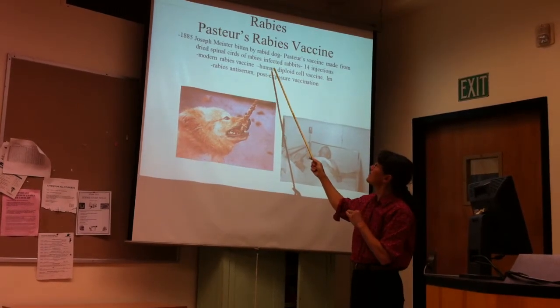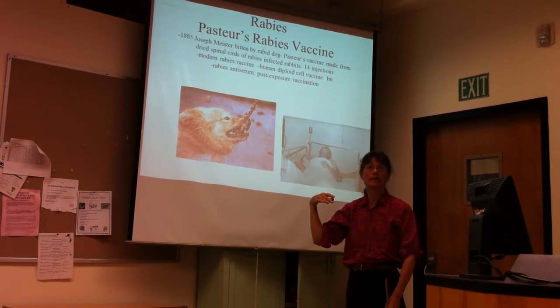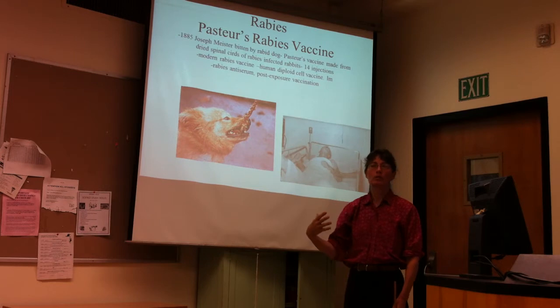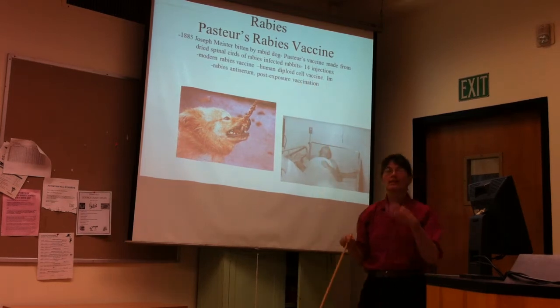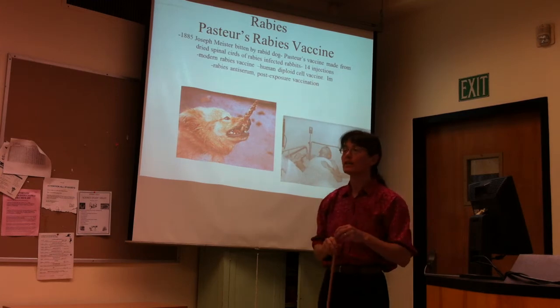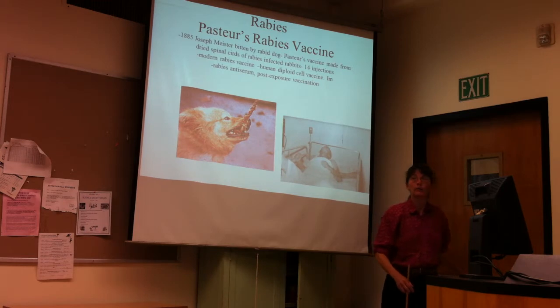So subsequently what they did, and this must have been around the late 70s, early 90s, they developed a tissue culture cell line made from human diploid cells. And that triggers a much stronger antibody response. So this human diploid cell vaccine is, I think, the most common vaccine used here in the United States. It's used for folks that would be at high risk for rabies.